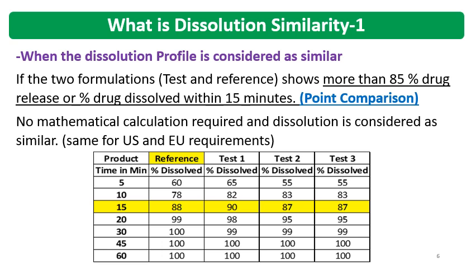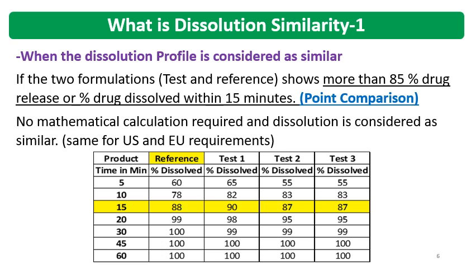If you are working on a highly soluble molecule, or on a low soluble molecule but its dose is low, and you get dissolution of more than 85% within 15 minutes for test and reference product, then you are not required to prove the dissolution similarity. No mathematical calculation is required and dissolution is considered the same or similar. And if you consider the US and Europe requirements, this is similar for US and Europe as per the guidelines.